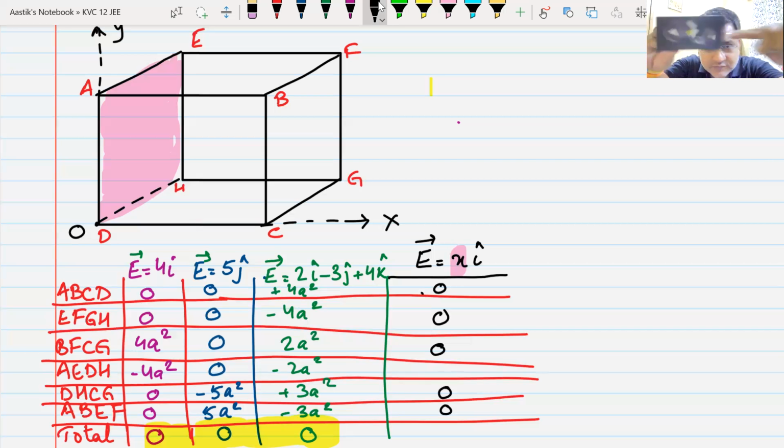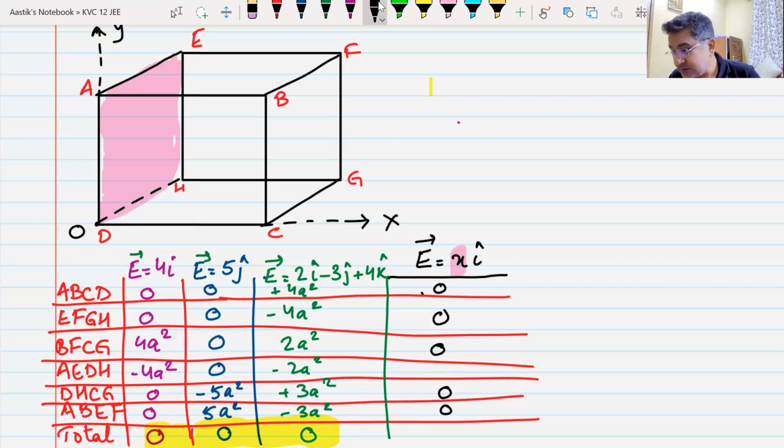What is the value of x for this surface? It is constant. x does not change. It is 0. Electric field is 0. If the electric field is 0, how will the flux come? So the answer is 0. Do you understand this? Yes, sir. Then you have the other face to deal with.